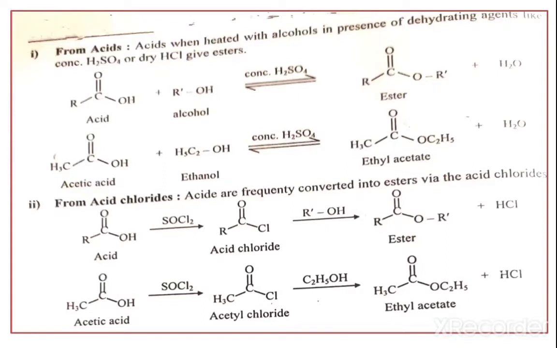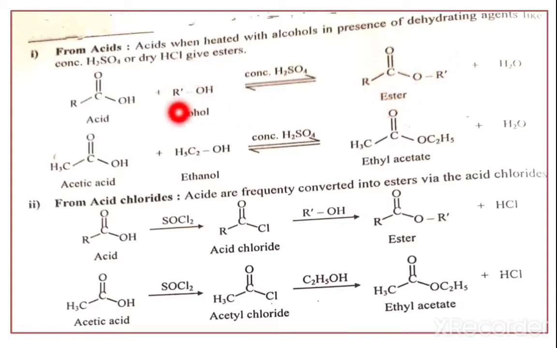That means preparation of ester from the acid. Here, number one, from acid. Here, the starting material is R C double bond OH, that is the acid group. Okay, these acids when heated with alcohol ROH, and in presence of a dehydrating agent, that is concentrated H2SO4, which acts as the dehydrating agent, or sometimes we can use dry HCl, it gives the ester.